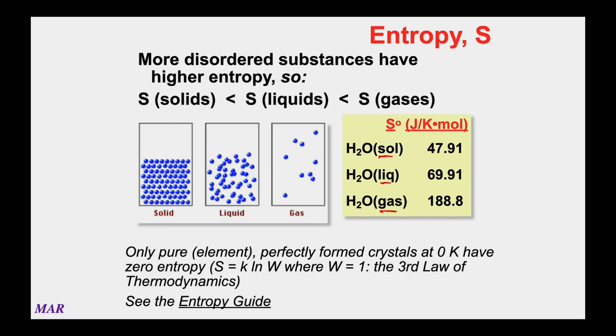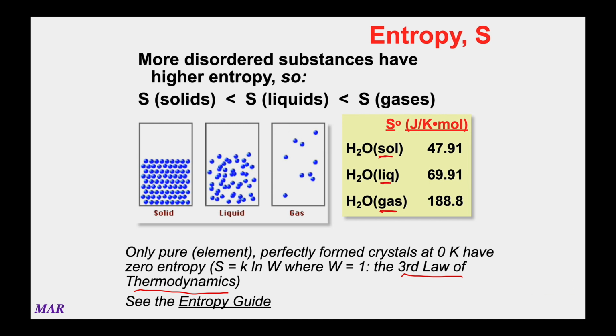Only pure elements in perfectly formed crystals at 0 Kelvin have 0 entropy. And this is the third law of thermodynamics. What it's saying, in a nutshell, is that you're never going to have 0 entropy. You're always going to have a positive entropy for a substance, unless you have that pure elemental crystal at 0 Kelvin, which has so many problems with it, you can probably imagine it's going to be crazy. That's the only time you could have 0 entropy.